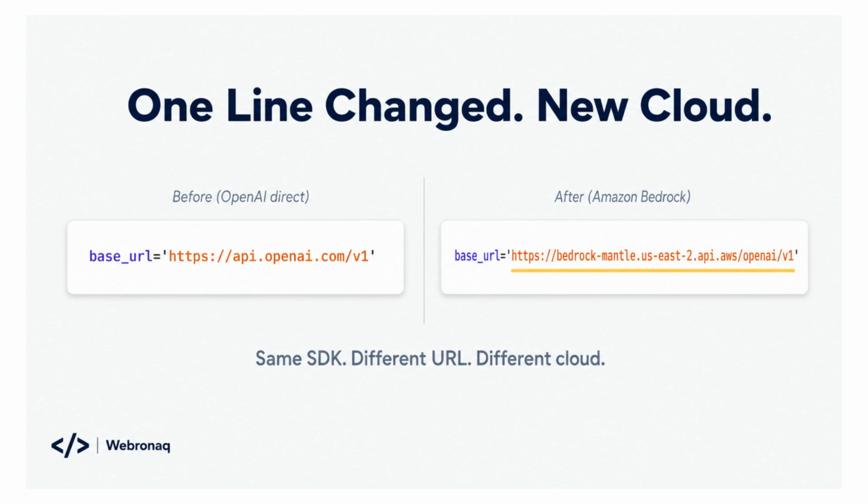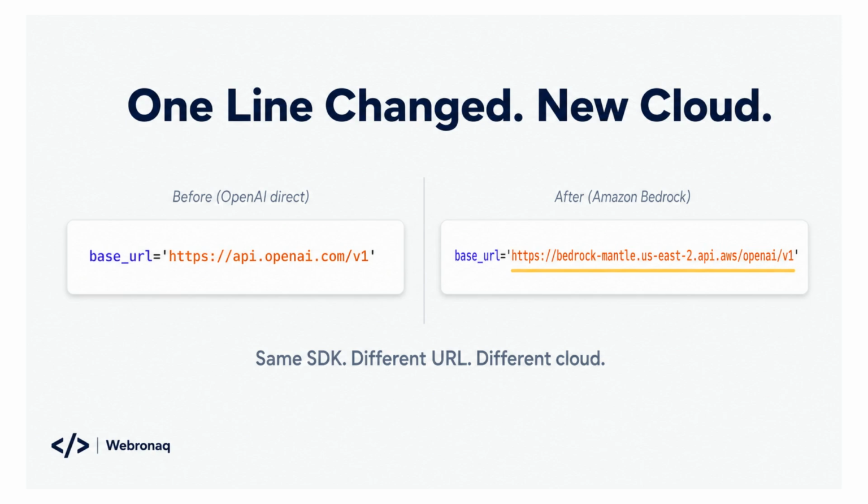Here is a question that sounds almost too simple. Earlier this month, on June 1, 2026, OpenAI's GPT 5.5 became available on Amazon Bedrock. Developers who wanted to move their apps from OpenAI's own servers to Amazon's cloud had to change exactly one line of code, the base URL. That is it. Same SDK, same function calls, same response format. A completely different cloud provider underneath. How is that even possible? The answer is an API.